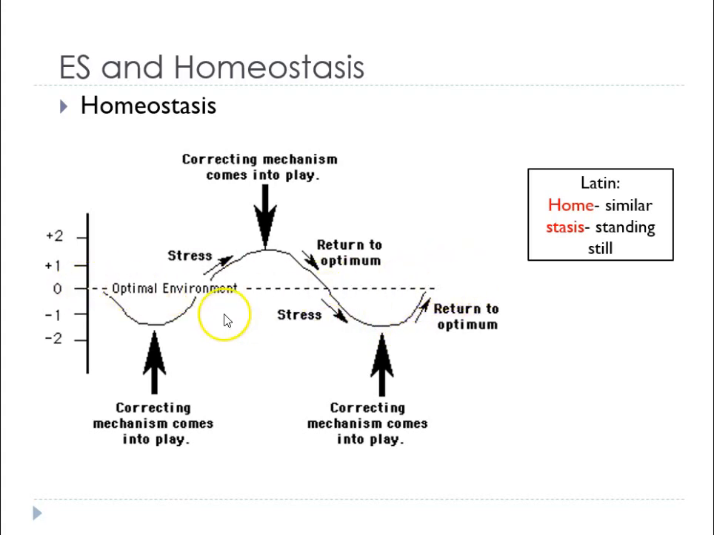So this could be, let's say, pH, where our pH goes too low. Our body will do something like make us breathe, maybe even excrete some stuff to get our pH back up. Maybe it goes too high, so it'll come back to normal and eventually try to get us as close to this midline as possible.